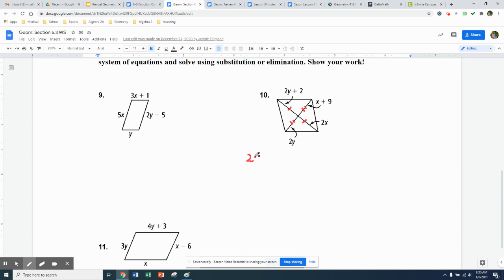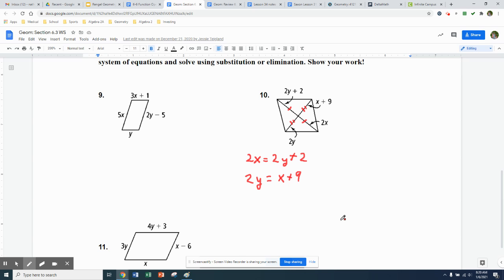So 2x is going to equal 2y plus 2. So there's the first equation that I could set up. And then secondly, 2y is equal to x plus 9. So there's my two equations that I'm going to set up.